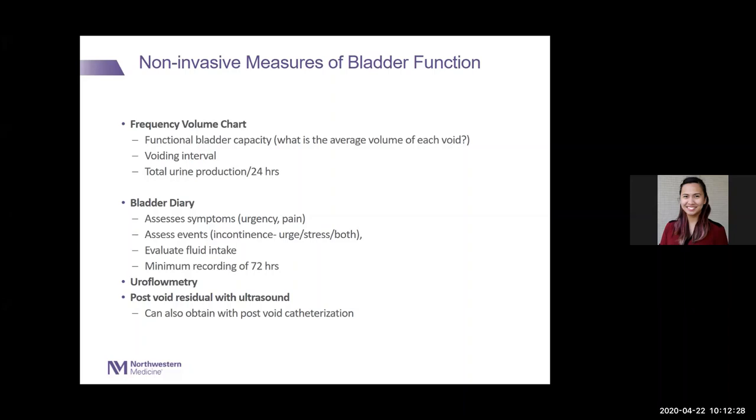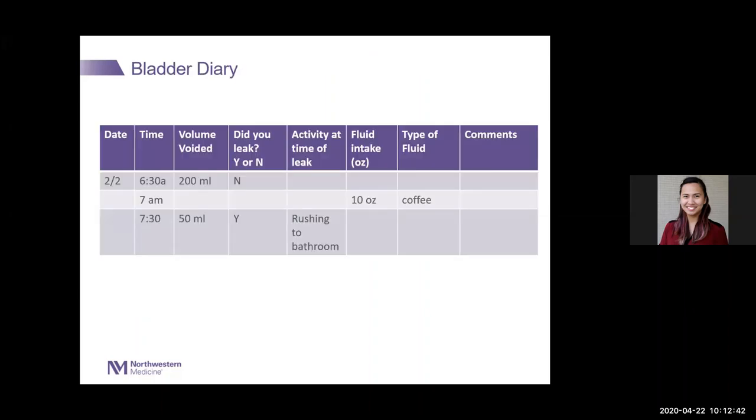There's also a non-invasive uroflow you can do. I'm not going to talk specifically about urocuffs, so that's another thing that's available. And then post-void residual, with an ultrasound, or if you don't have a fancy little ultrasound, you can just use straight catheterization for that. This is just an example of what a typical bladder diary will look like. Sometimes people will come in with pages and pages of things. I find that accountants and engineers will bring you an Excel sheet from the last 2 months of their life, which may be a little bit of an overkill.